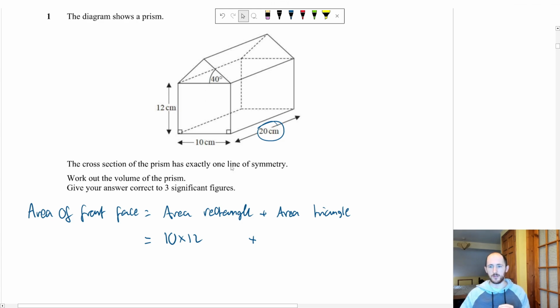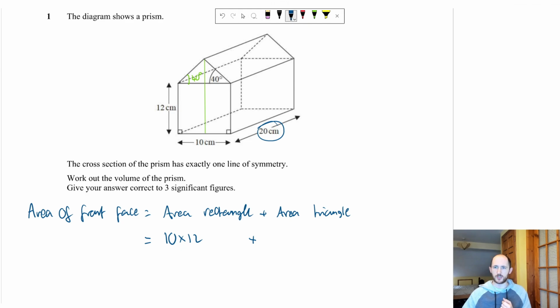The next thing I haven't used is the one line of symmetry. The line of symmetry is straight down the front. So in other words, this triangle here is actually an isosceles triangle, because these 2 sides must be the same length, and therefore this is also 40 degrees as well, because there is a line of symmetry. So how does that help me?